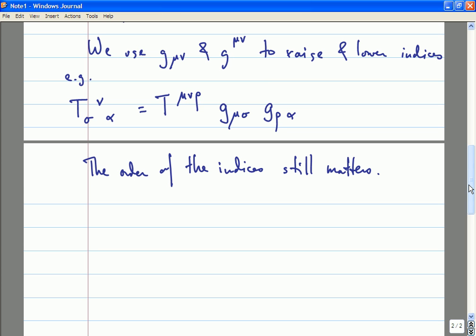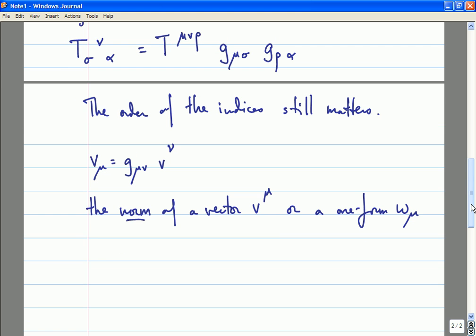For example, this allows us to define a one form associated with each vector. So v mu would be g mu nu v nu, and likewise a vector associated with each one form. And that allows us to define the norm of a vector v mu, or a one form, omega mu. So how is that defined? Well, it's defined just how you would expect the norm of a vector is defined, based on your intuition from vector calculus. So we'll usually denote it v squared is defined to be v mu with one lower index contracted with v mu with one upper index, with a similar expression for a one form. So the norm squared of a one form would be omega mu with a lower index contracted with omega mu with an upper index.